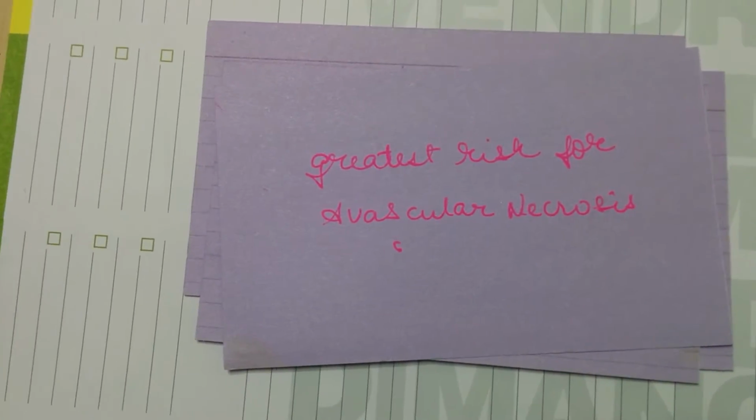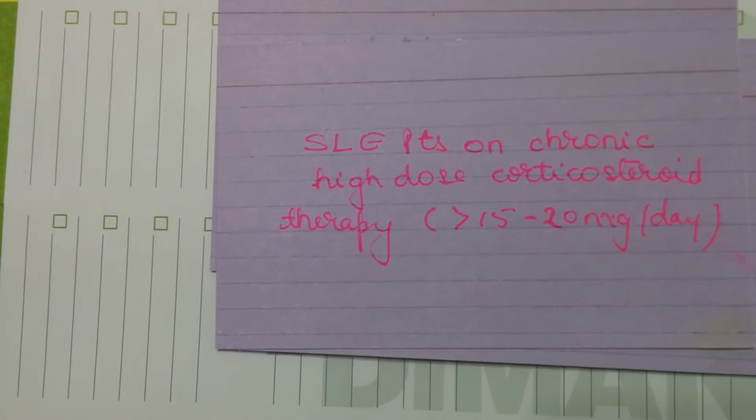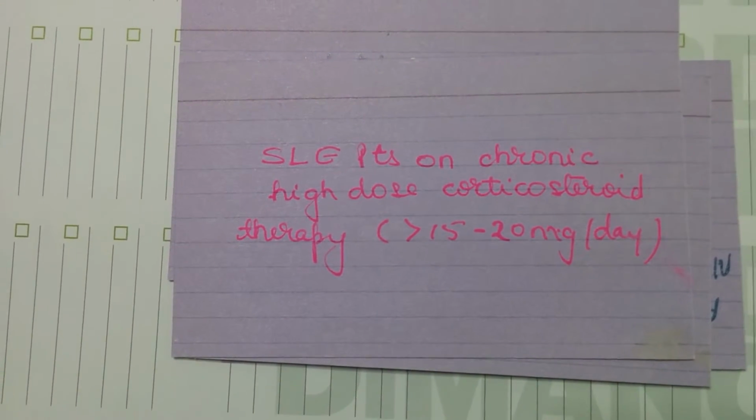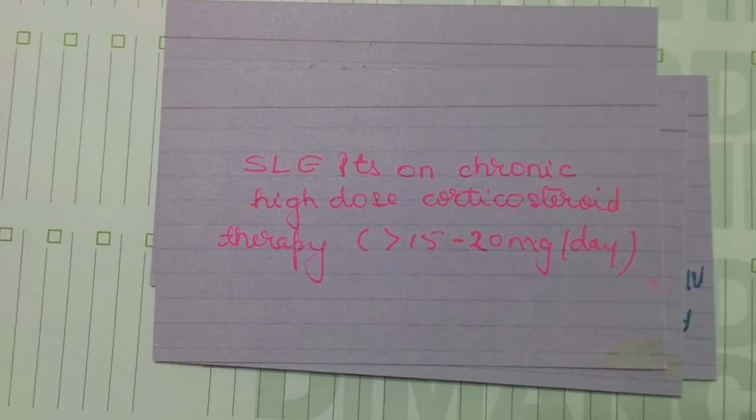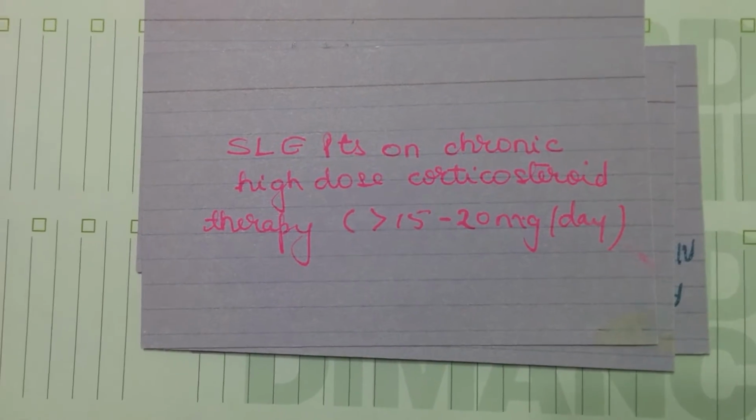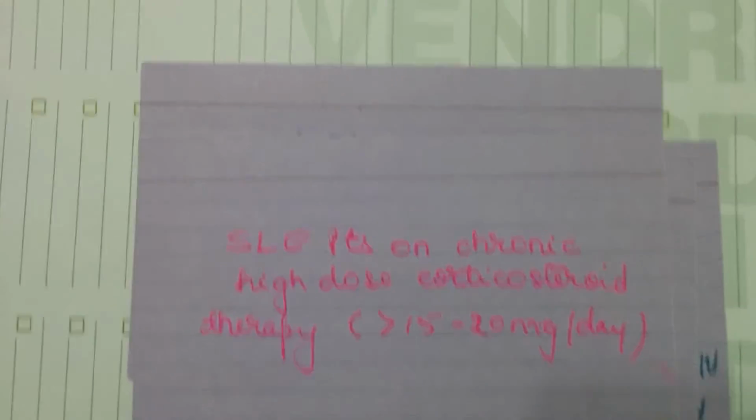Next, what is the greatest risk for avascular necrosis? The greatest risk for avascular necrosis of all is SLE patients who are on chronic high-dose corticosteroid therapy. High-dose corticosteroid therapy means more than 15 to 20 milligrams per day.